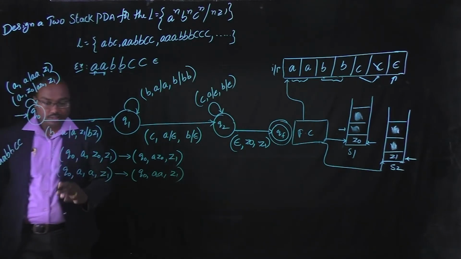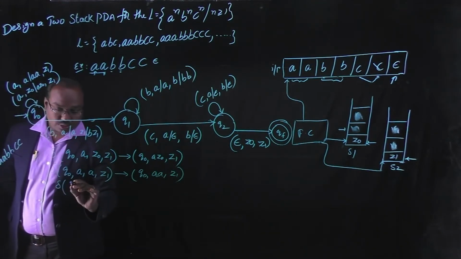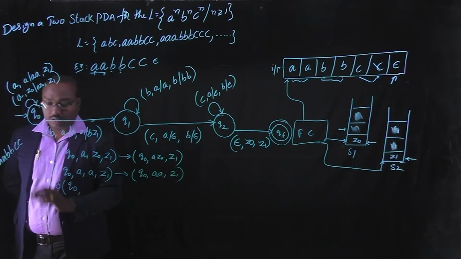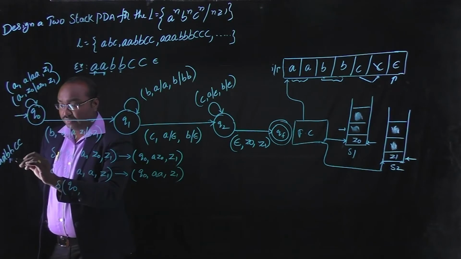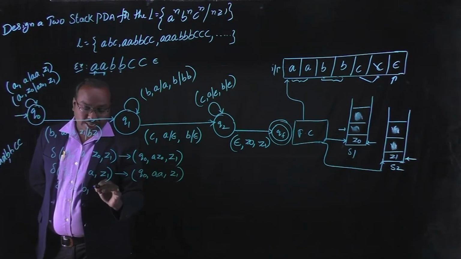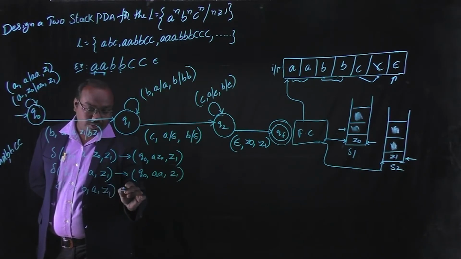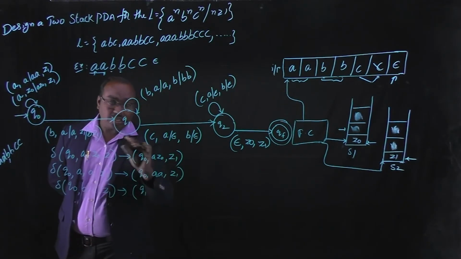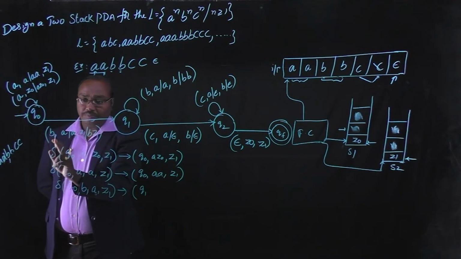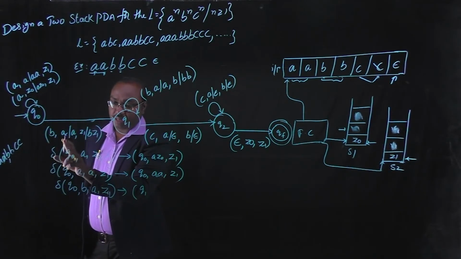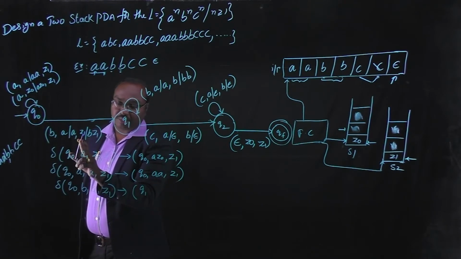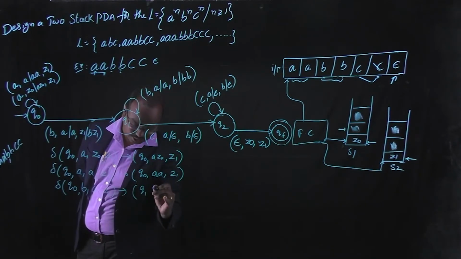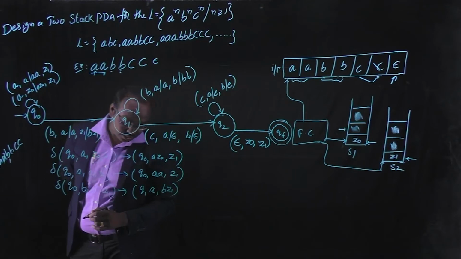AA, Z1. Next, if the input symbol is A in state Q0, now these 2 A's should be over. Next, if the input symbol is B and stack 1 top element is A and stack 2 top element is Z1, then B also should be pushed, and we can move from state Q0 to Q1. If the input symbol is B and the top element is A and stack 2 top element is Z0, that B should be pushed onto the stack, so A as A and B should be pushed onto stack 2.